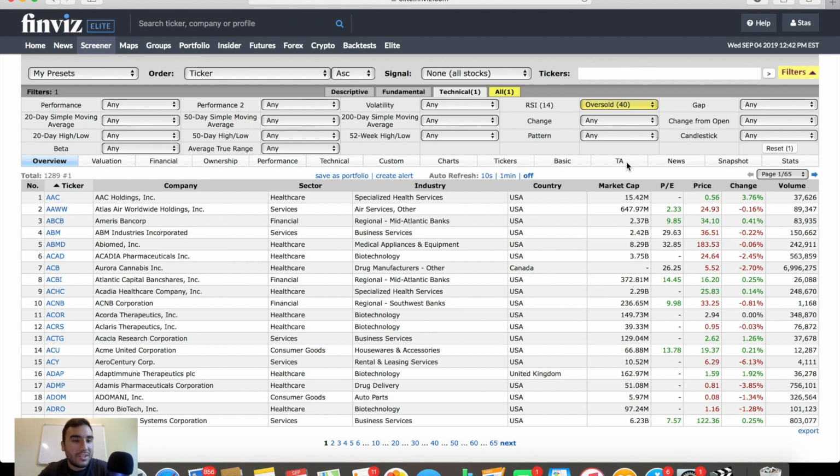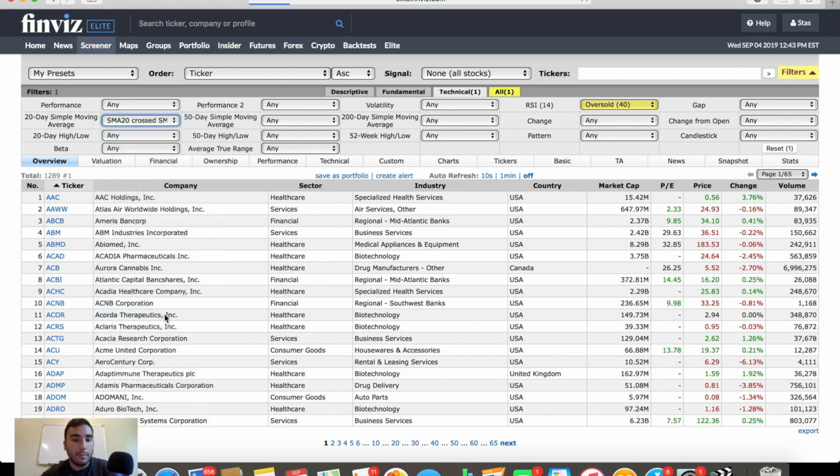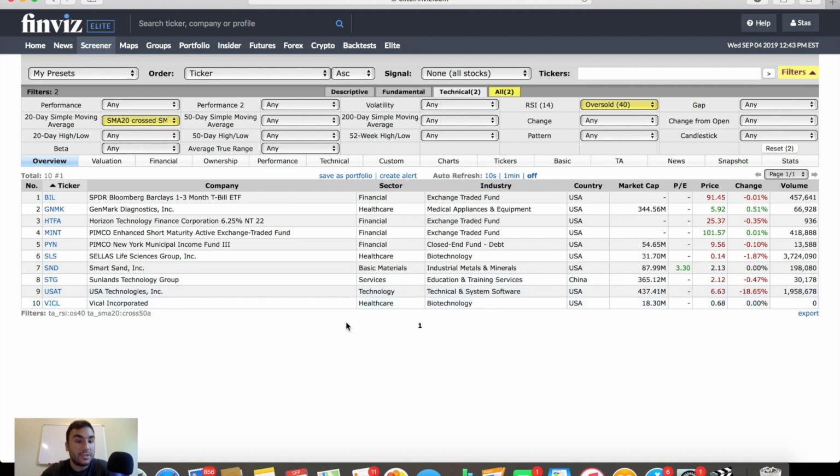And now I want to see some action with the moving averages. So I'll go here to the 20-day simple moving average, and I want that to be crossing above the 50 SMA. So you can see here SMA 20 crossed SMA 50 above. So let's see what pops up. And you can see it's not that many results. So what I would do now is I'd click some of these stocks, put them in my Thinkorswim platform, which is a charting software, or whatever charting software you guys are using, and then I'd further break down my technical analysis from there.